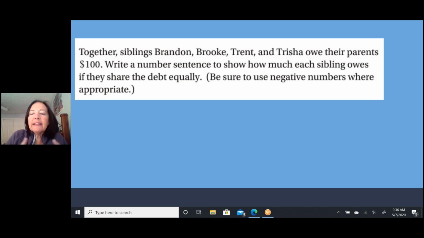If they're sharing something equally, that's going to be a division problem. So what's it going to be? It's going to be negative 25. I mean, negative 100 divided by negative 25, right? Well, the only problem is that answer would be positive 4. And remember, we thought our answer to our problem was going to be negative 25. The answer is going to be each kid owes $25.